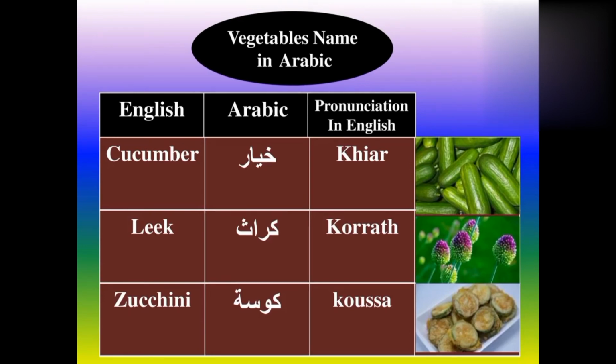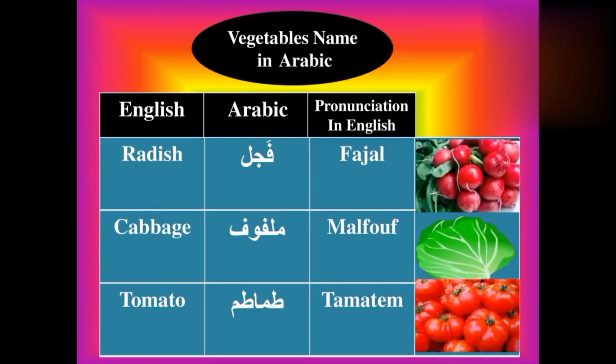For leek we use in Arabic kuras. Kuras means leek. Now see zucchini. For zucchini we use in Arabic kausa. Kausa means zucchini. Now see radish. For radish we use in Arabic fajal. Fajal means radish. Now see cabbage.